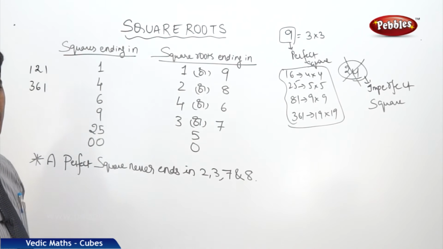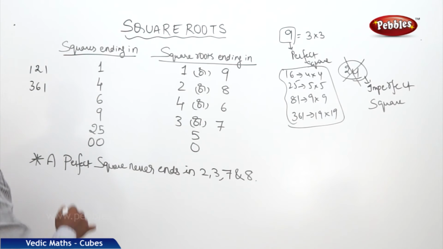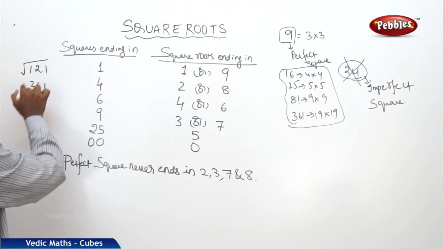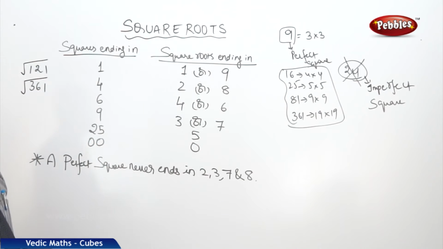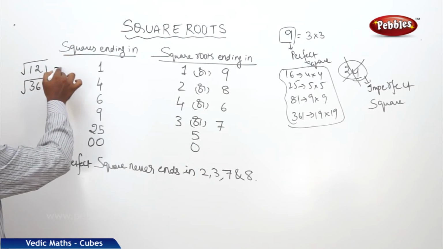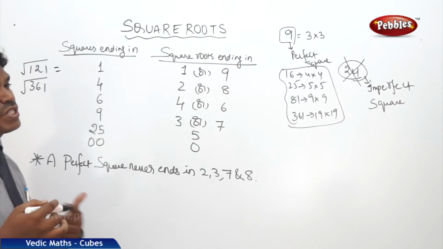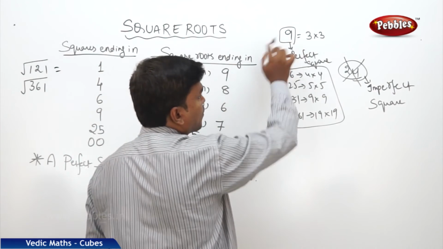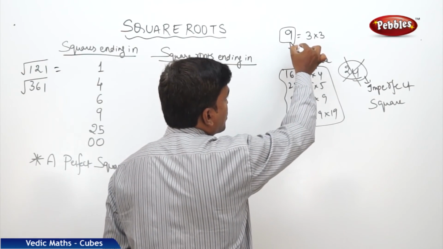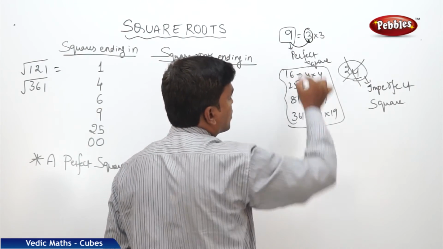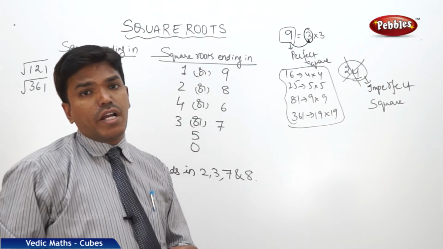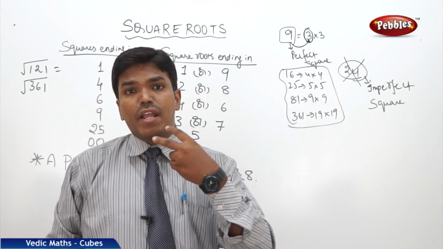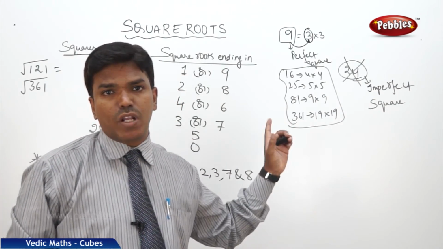121, 361. So what are these numbers? See, both numbers are perfect squares only. Perfect square numbers. Okay, so what is the square root of this one? Square root means what? Suppose 9 is a perfect square, then the square root is nothing but 3. Why? Because it is a number multiplied by itself. Okay, we got that product.